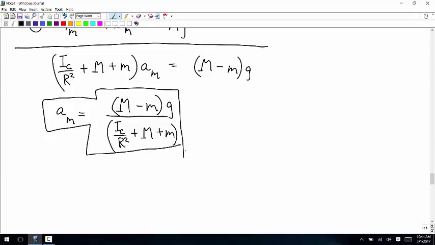Okay, so what happens to the acceleration as the mass moment of inertia of the pulley increases? Yeah, as the mass moment of inertia of the pulley increases, the acceleration gets smaller. And as the mass moment of inertia goes to 0, the acceleration limits to what we got in the massless case.